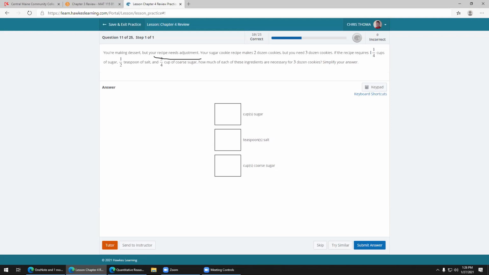Let me clear my drawing so we can see what we need to do. So you're making a dessert, but the recipe needs to be adjusted. Your sugar cookies recipe makes 2 dozen cookies, but you need 3. Just like we did before, you'll do 1 for each one of these. Setting up the proportion and cross multiplying, as we did with the cookies before. We did just 1 of them, but now you have to do it 3 different times because there are 3 different answers.